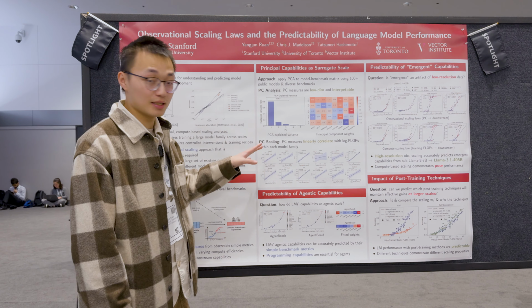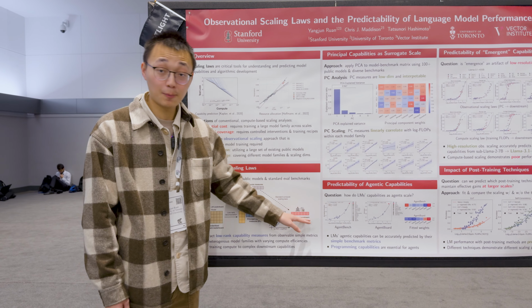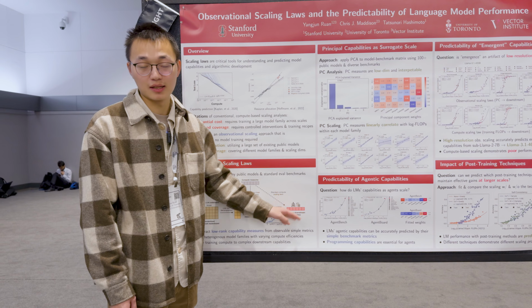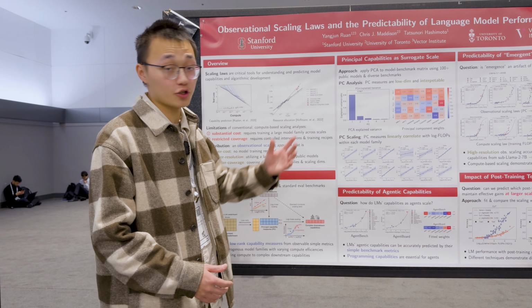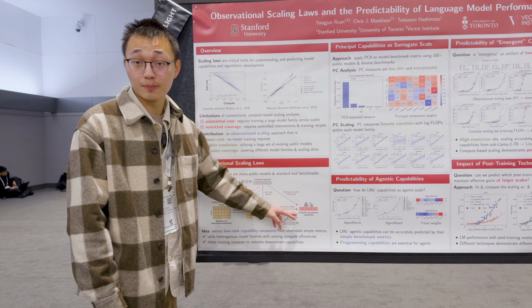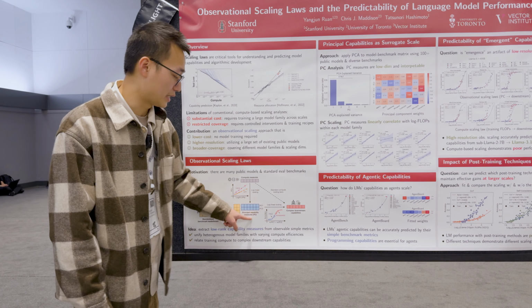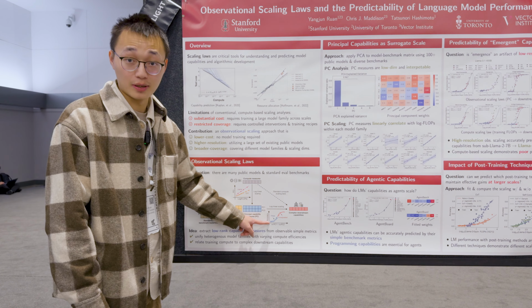So utilizing this fact, the more interesting piece is that the complex downstream capabilities of models, like agentic capabilities or emergent capabilities, also live in this low dimensional space. And we can fit reliable scaling laws utilizing all the public models from these PC measures to the downstream performance and do a very interesting scaling analysis.